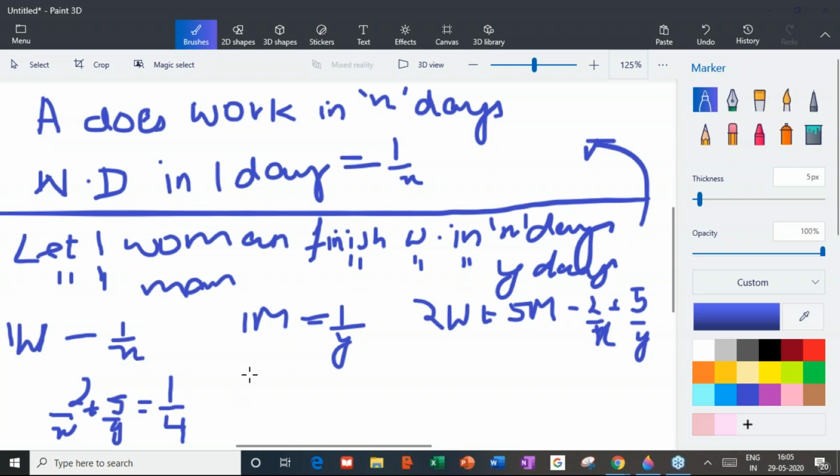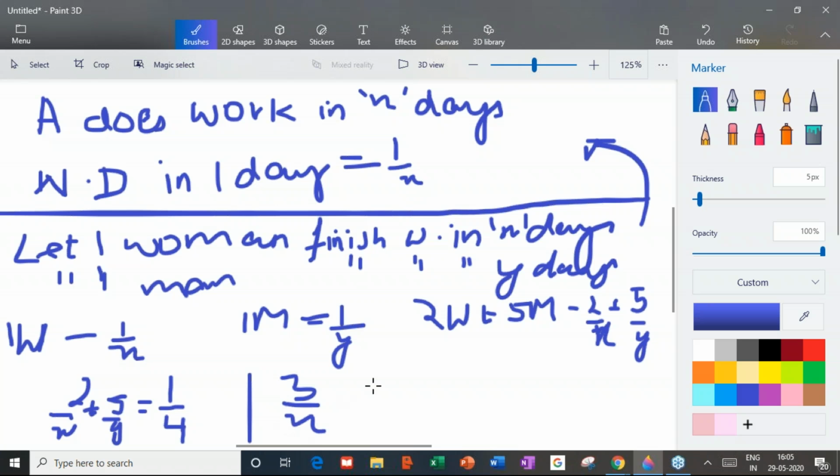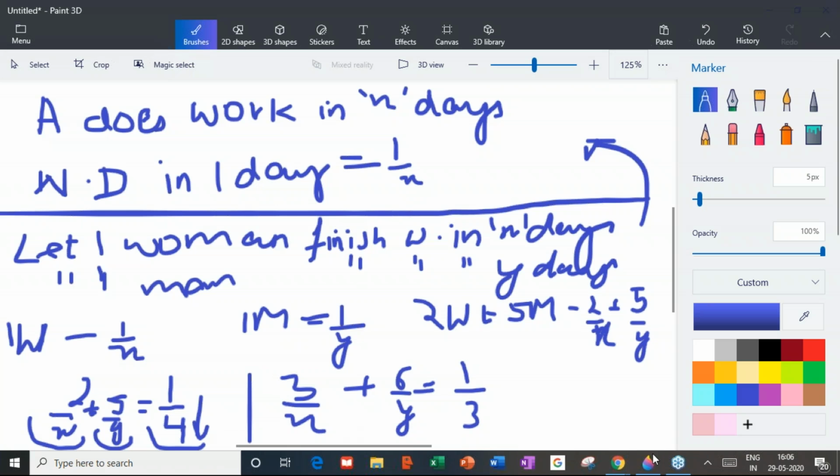okay, and similarly, the second condition says 3 women and 6 men. So 3 women will be 3 by X and 6 men will be 6 by Y. They finish the work in 3 days, so it will be 1 by 3. Here's an analogy to remember this: A does work in X days, so that comes in the denominator. Hence the total days, like here it's 4, will also come in the denominator, not the numerator, because this is the total time taken to do the work. I don't know if I'm making sense, but that's the way you can remember it.